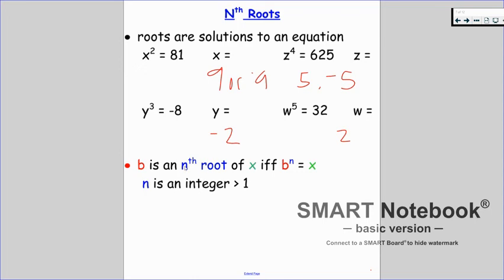So what makes something an nth root? B is an nth root of x if and only if b to the n equals x. And n is going to be an integer. We only talk about square roots or third roots or fourth roots or fifth roots. These are going to be whole numbers bigger than 1.